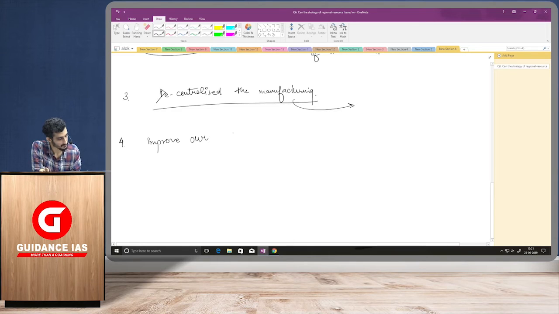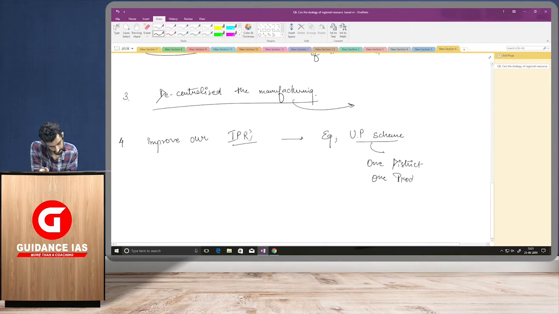And again, fourth, it will improve our intellectual property rights. Example, UP has initiated a scheme, One District One Product. So likewise, it will enhance the manufacturing skill sets and manufacturing base of the industries regionally and locally.